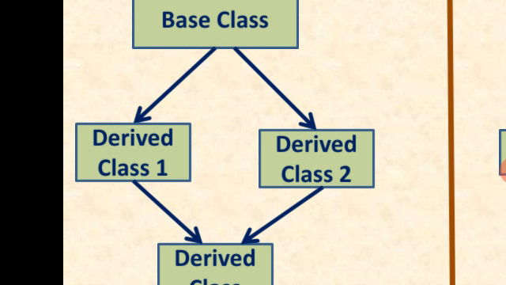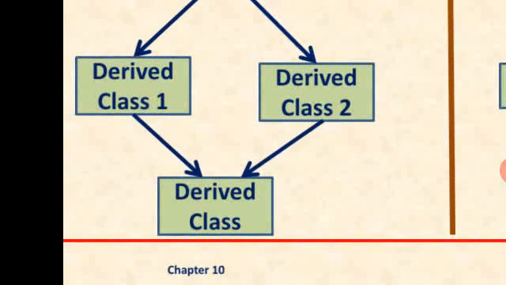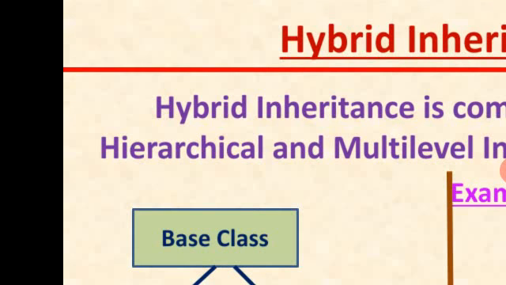Okay, let me show you. Here suppose you have a base class. From one base class you can create any number of classes. Class 1 and class 2 are the new classes you have created, then it is called hierarchical inheritance. What is multi-level inheritance? From many base classes you can create a new class. See, from derived class 1 and derived class 2, I am creating a new class. So this is nothing but multi-level inheritance. So the combination of hierarchical and multi-level is known as hybrid inheritance.